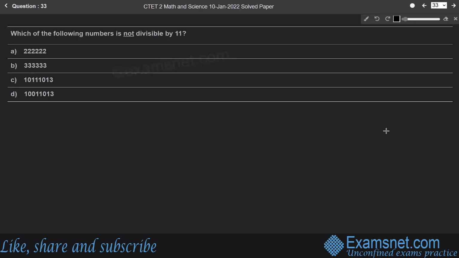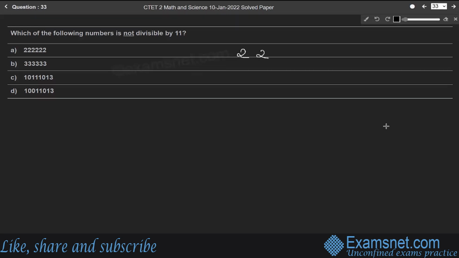Question 33. Which of the following numbers is not divisible by 11? So here, in any number, if the difference of the sum of the digits at odd places and the sum of the digits at even places of the number is 0 or divisible by 11, then the number is divisible by 11. So consider the first option 2, 2, 2, 2, 2, 2.